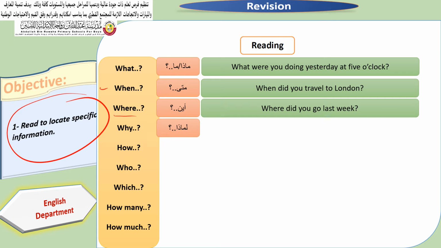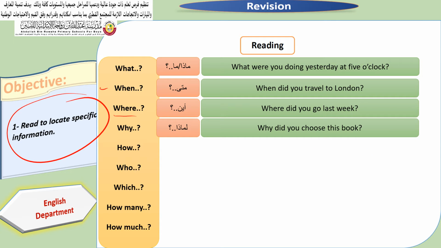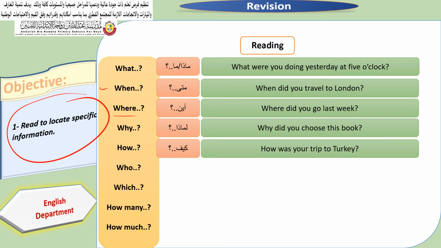And then we have why, which means لماذا, to ask about the reason. Here, for example, why did you choose this book? And then we have how, which means كيف. For example, how was your trip to Turkey? كيف كانت رحلتك إلى تركيا؟ So here we ask about كيف.